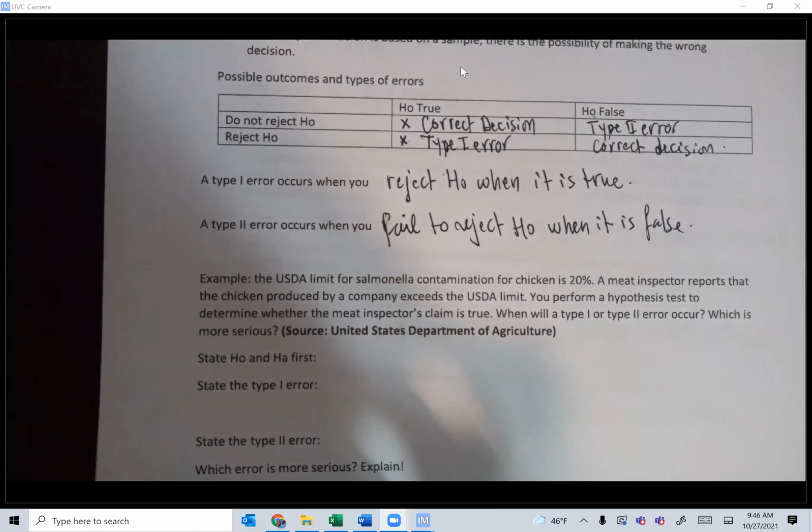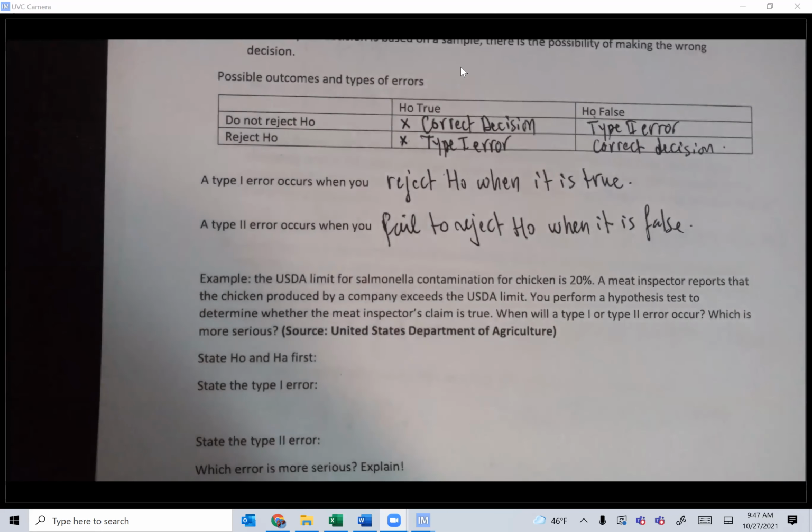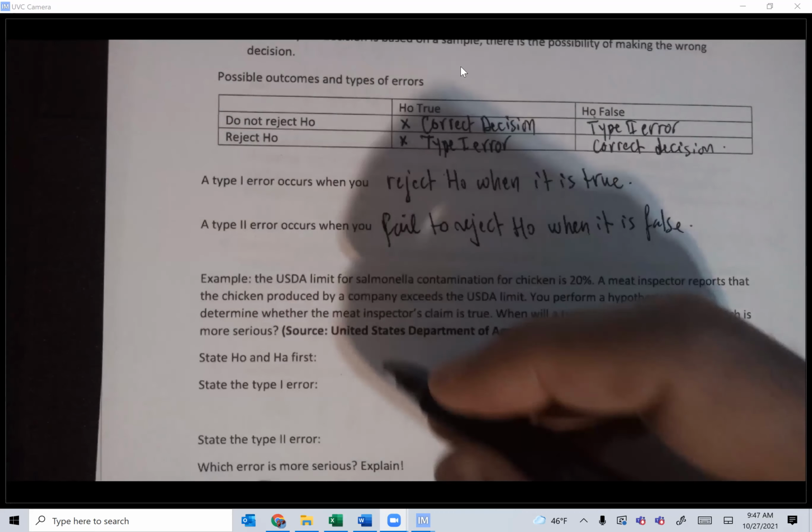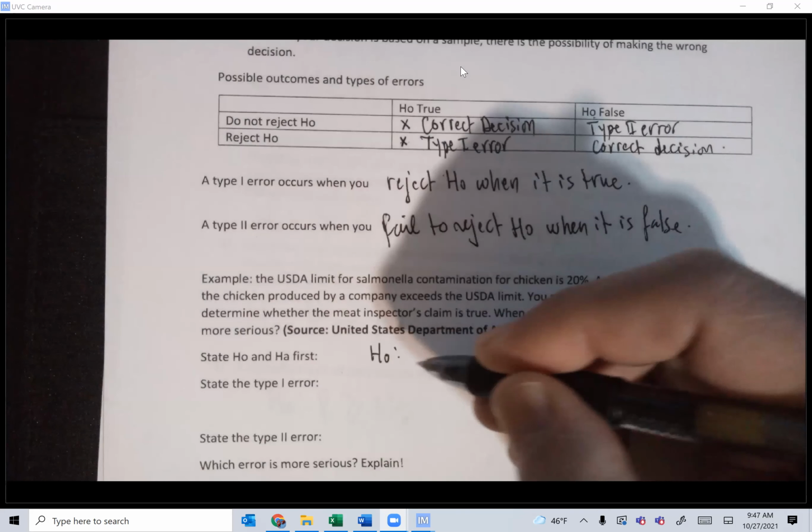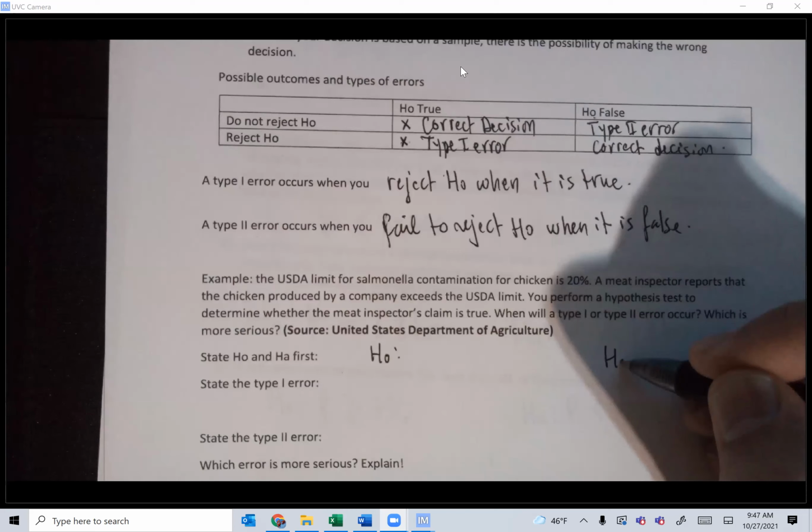You perform a hypothesis test to determine whether the meat inspector's claim is true. When will a type 1 or type 2 error occur? Which one is more serious? Okay, so let's state H0 and HA first.